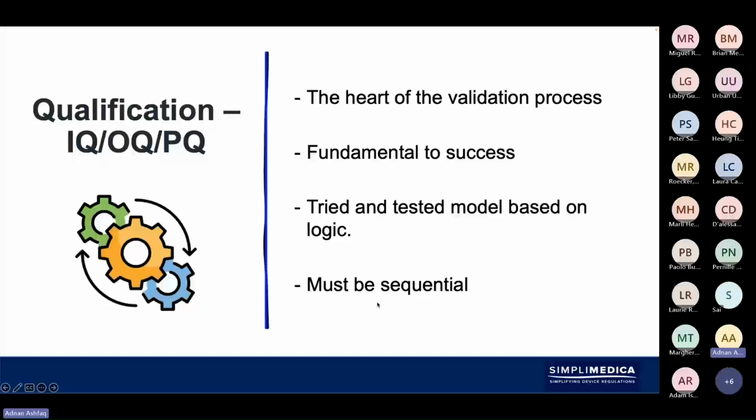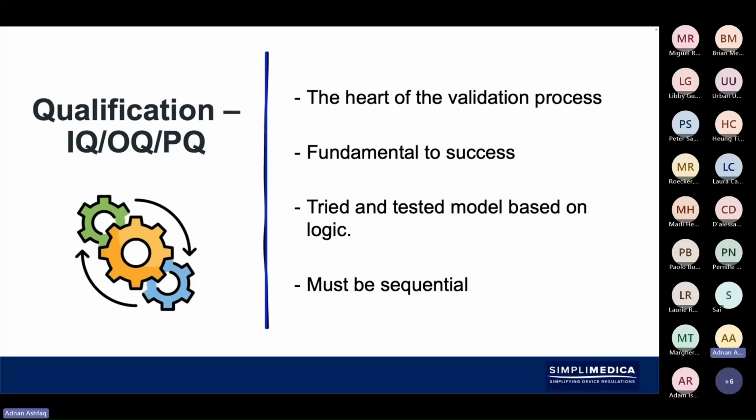So here, when we get into the qualification, we're going to start looking at the IQ, OQ, and PQ: installation qualification, operational qualification, and performance qualification of the system, process, equipment, whatever it is that you are qualifying. It's absolutely fundamental to success. It's a tried and tested model based on logic, and it must be sequential. So you wouldn't do the PQ before the OQ, or the OQ before the IQ, or vice versa. Installation qualification is you installing the equipment, then operationally checking the equipment, and then performance checking it for consistency.